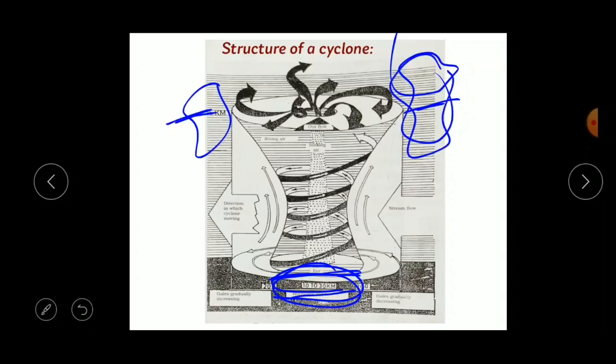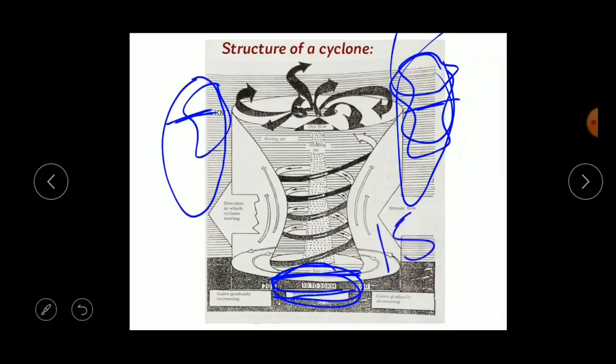Okay, the next point is the cloud regions have high speed winds blowing at 150 to 250 kilometers per hour with heavy rainfall. So these cloud regions, here are the clouds, right? They have high speed winds, about 150 to 250 kilometers per hour.